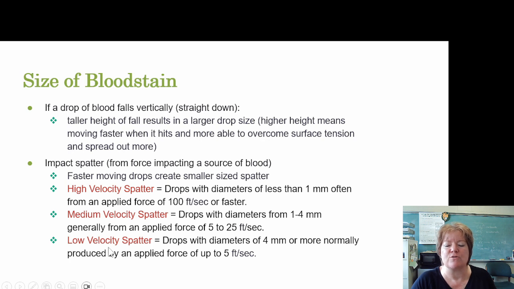And very low speed spatter is going to have more like 4 millimeters, which is more than 1/4 of an inch, but less than 1/2 inch. And then these are in between. So we see that the size is going to tell us something about the speed.